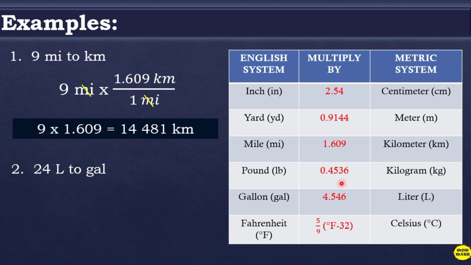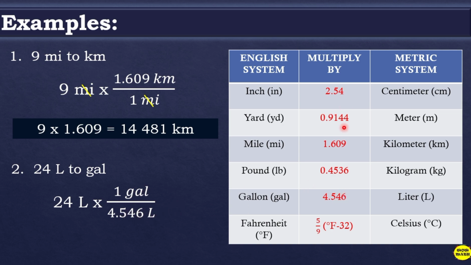Okay, next. I have 24 liters to gallon. So, ito naman tayo. 24 liters to gallon. Ito naman, from right to left. Magko-convert tayo from liters to gallon. So, ibig sabihin, we're going to divide. Okay? Since from right to left tayo, again, copy your given first. So, 24 liters. Since liters ito, yun din po dapat ang unit mo sa denominator. Now, 1 gallon is equivalent to 4.546 liters.